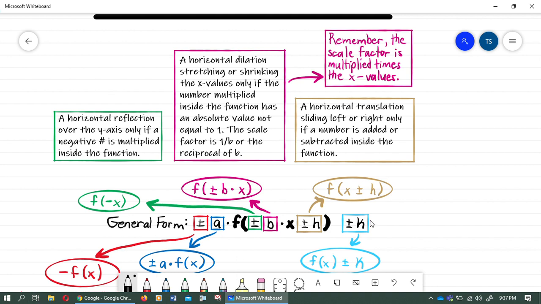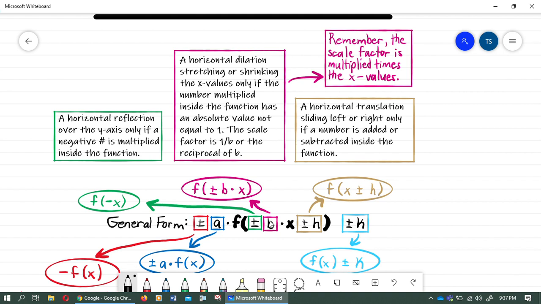Okay, so guys, don't get too distracted by the different colors, but here we've got that same general form, where we've got all of the different types of transformations that we've discussed and talked about. I've got it broken down and color coordinated as far as these separate transformations that are in here.